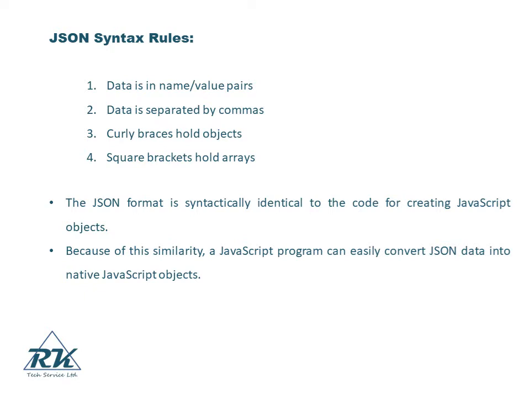The JSON format is syntactically identical to the code for creating JavaScript objects. Because of this similarity, a JavaScript program can easily convert JSON data into native JavaScript objects. The JSON syntax is derived from JavaScript Object Notation syntax, but the JSON format is text only. Code for reading and generating JSON data can be written in any programming language.